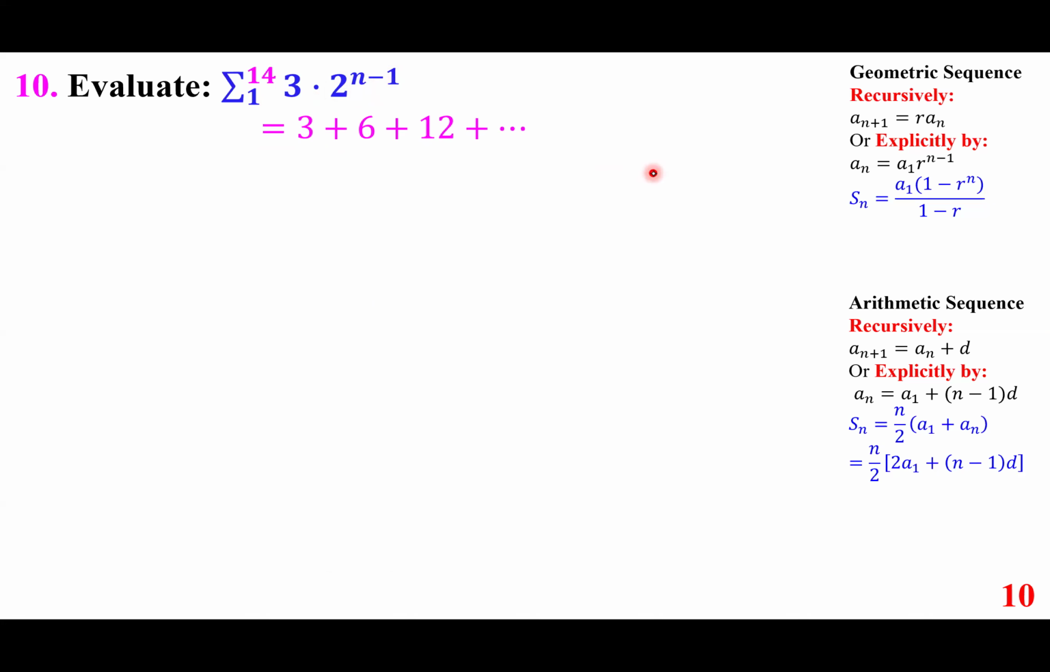And so what is the first term? 3. What is the ratio? You can see the ratio right here from the general term, it is 2, or 12 divided by 6, 6 divided by 3. It's really good practice to make sure that this works out.